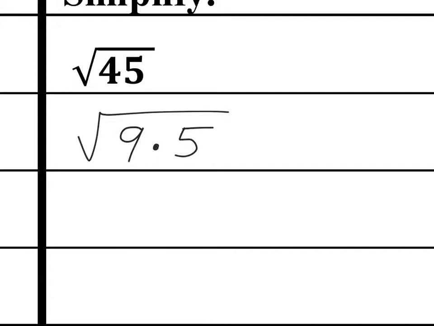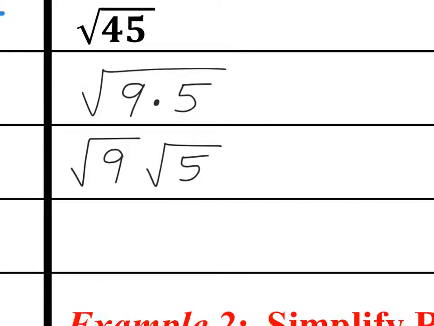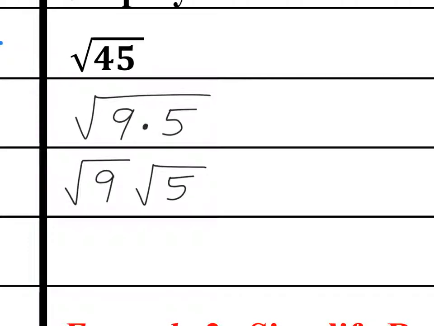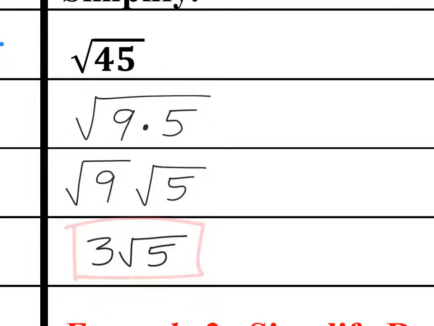Because what we can do is now break this up. This breaks up into the square root of 9 times the square root of 5. And what's the square root of 9? 3. So this is simplified when it's written like this. This is your simplified answer: 3 root 5. That's how we say that.